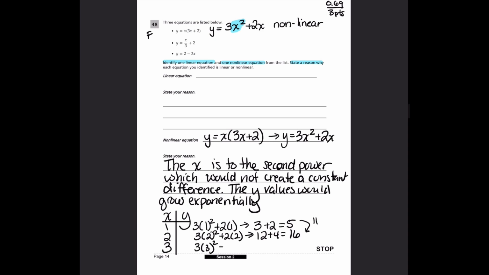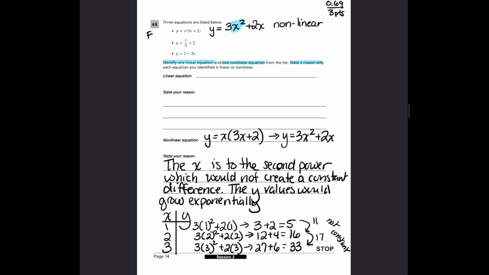3 times 3 squared plus 2 times 3. 3 squared is 9. 9 times 3 is 27. So now I have 27 plus 6. So now it jumped all the way to 33. Look at that type of jump. It didn't jump up just by 11. It jumped up even way more than that. 27 plus 6 is 33. So it went up by how much? By 17. So this is not constant. That's not making a straight line. You're not getting a constant rate the way you would when it was linear.